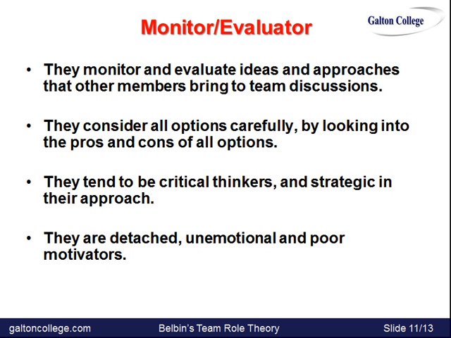Monitor and evaluator. Well, they monitor and evaluate the ideas and approaches that other members bring to the team discussions. These are ones who are evaluating and analysing what has been said and what the proposals are. They consider all the options carefully by looking into the pros and cons of all the options. They tend to be critical thinkers and strategic in their approach. They don't automatically accept what is said. They think about it, they analyse it, they weigh it up. They're critical. They have to be won over. They tend to be detached, unemotional, and poor motivators.